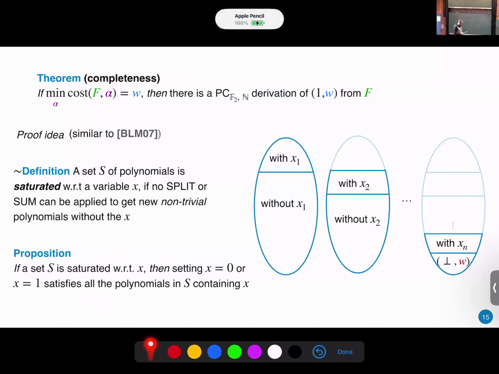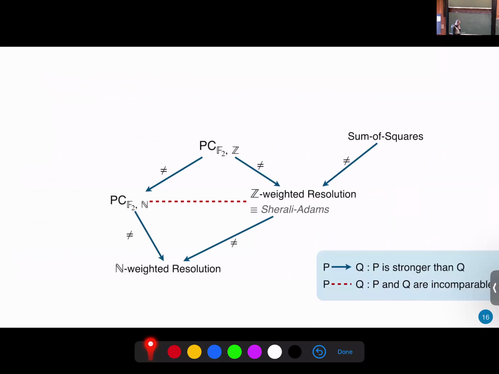So this is a quick intuition about how this theorem is proved. And actually, this proof will use only a weaker version of the split rule. That's not so relevant. Okay, so basically, why this system will be kind of interesting because you can use it.